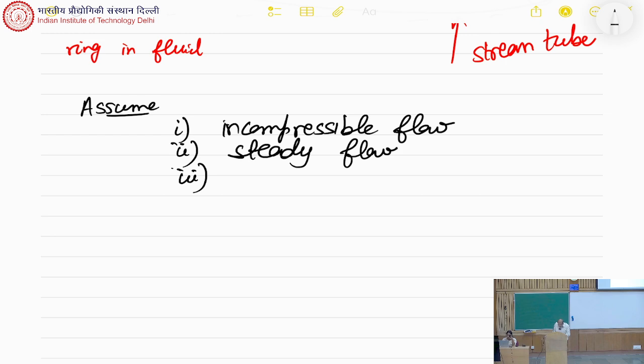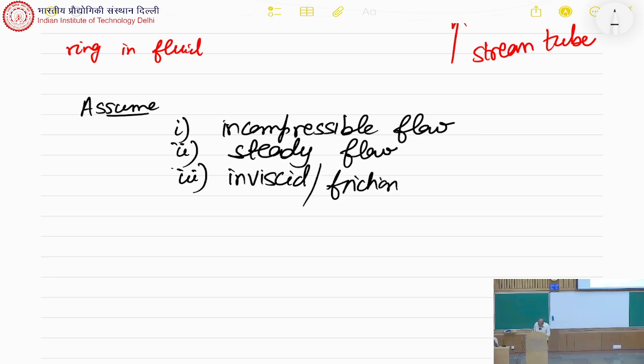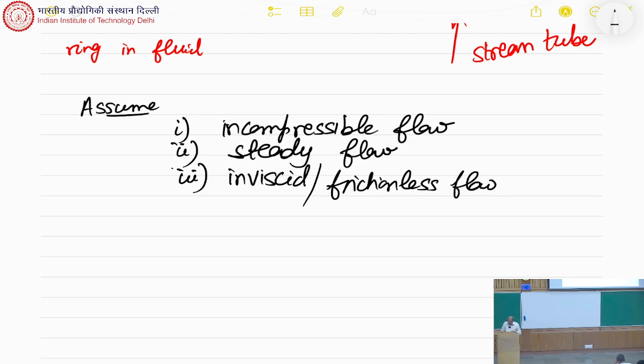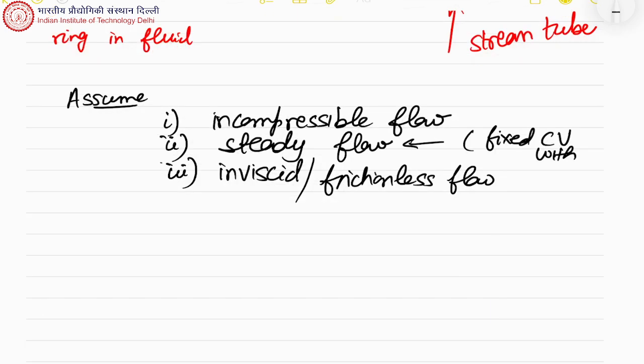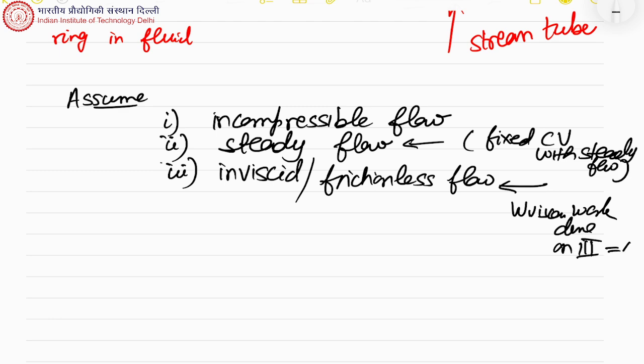Third assumption, which is very important, we assume inviscid or frictionless flow. Now, because of steady flow, the control volume becomes a fixed CV with steady flow. Because this is inviscid, that means the viscous work done on the surface 3, as well as the remaining part of the non-isotropic work on 1 and 2, will be 0. So by assuming inviscid flow, all this has been eliminated.